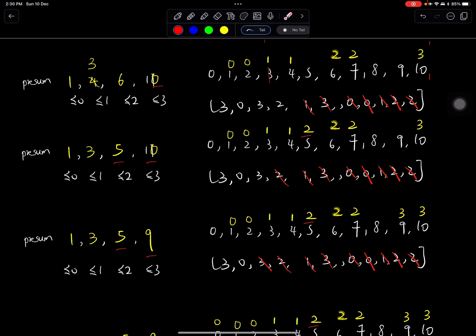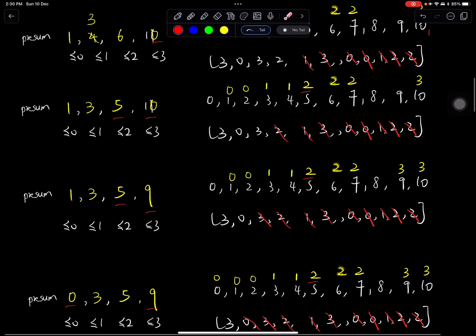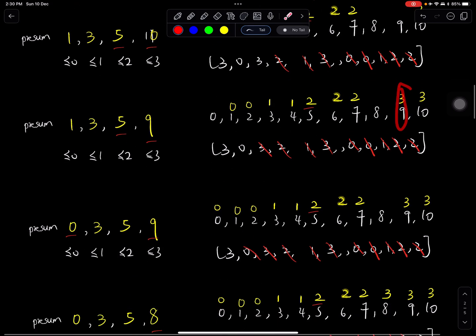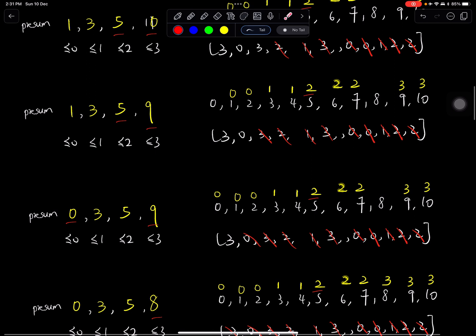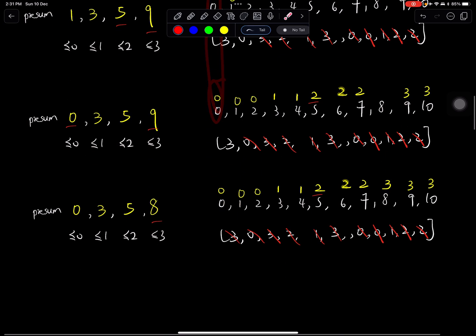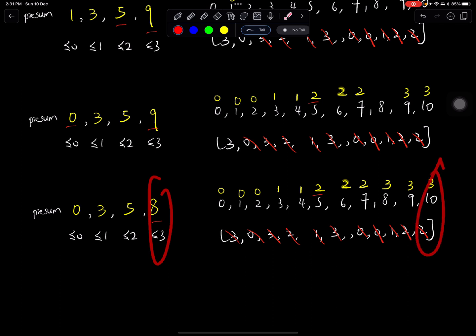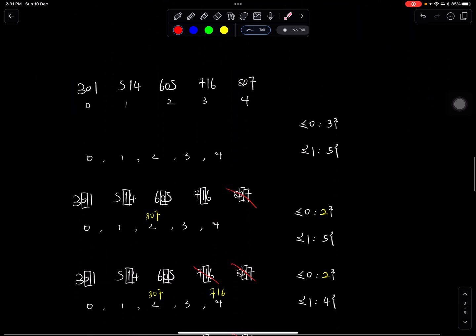Then we go to here, 2. This 2 over here is 6 minus 1 equals 5, which is here. So you can see the difference. Same for the 3, which is 10 minus 1 is 9. The same for the 1. Then you go to here, 0, so you put it here. That's the difference. Lastly is 8 over here. Okay, that's the logic.